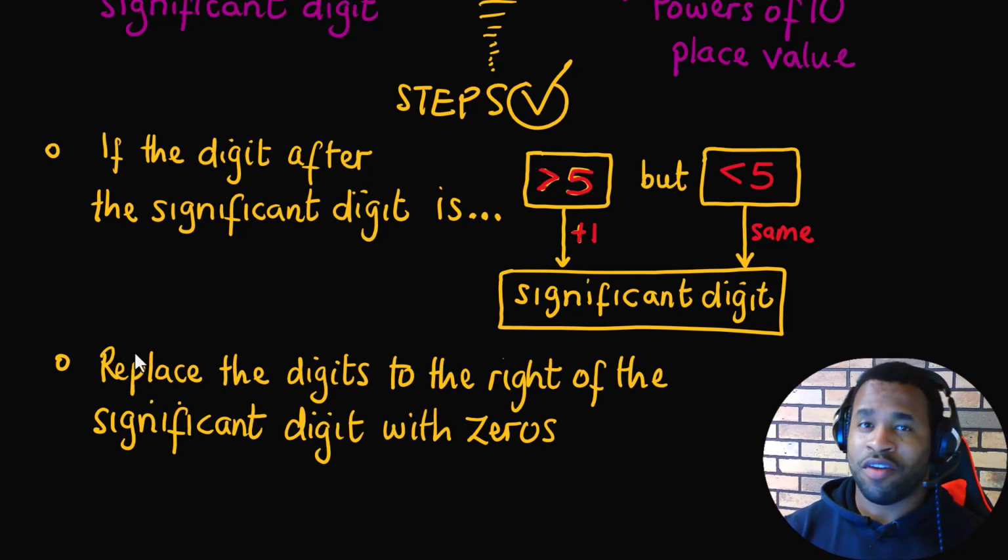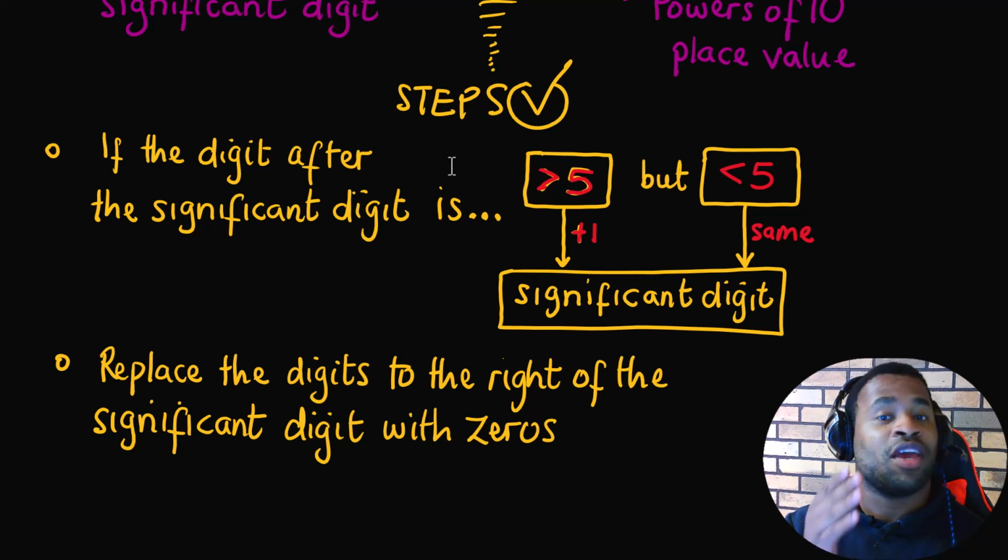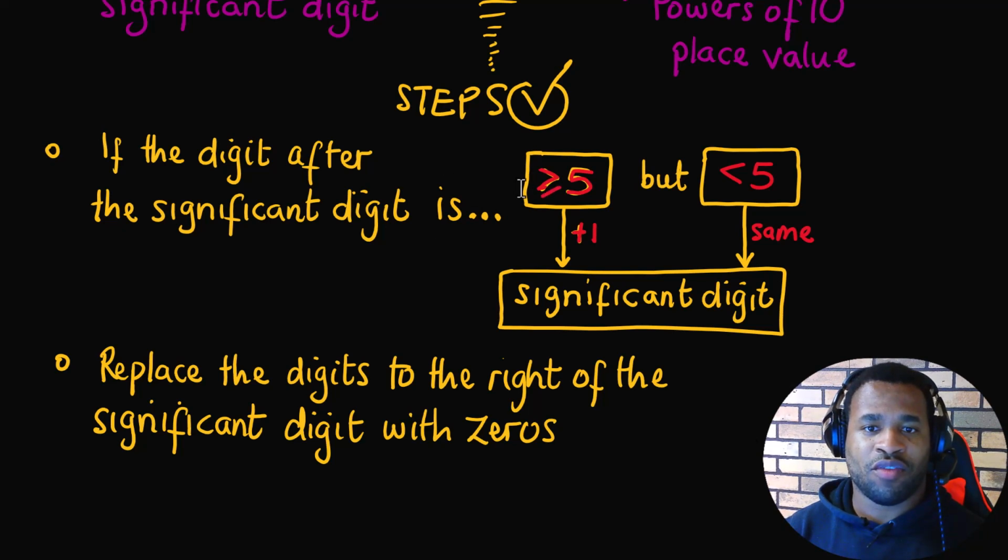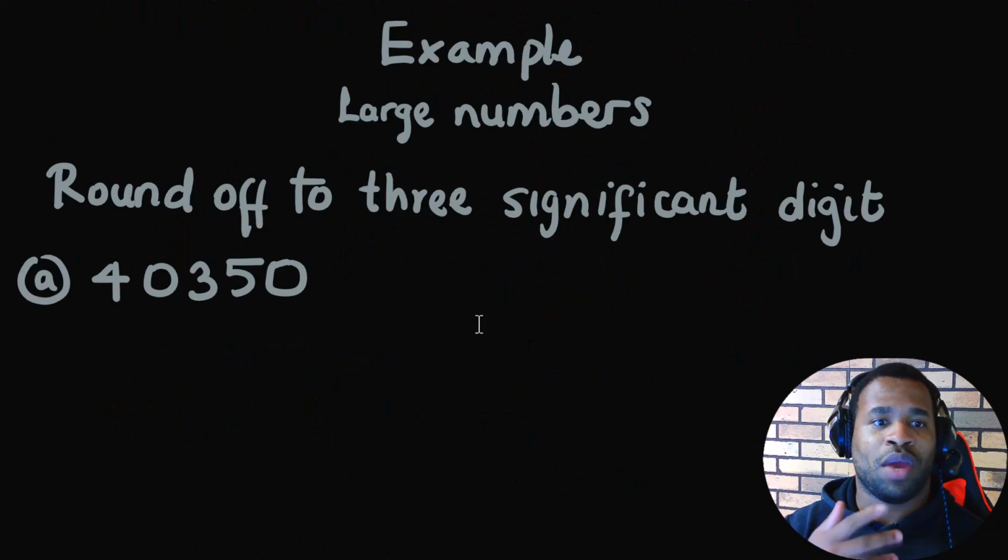Now, before we move on to an example, one important correction or adjustment to be made here is that when the digit after the significant digit is greater than or equal to 5, this is what we are going to use in order to add 1 to the significant digit in question. And so now, looking at the example, we are going to be rounding off to 3 significant digits.